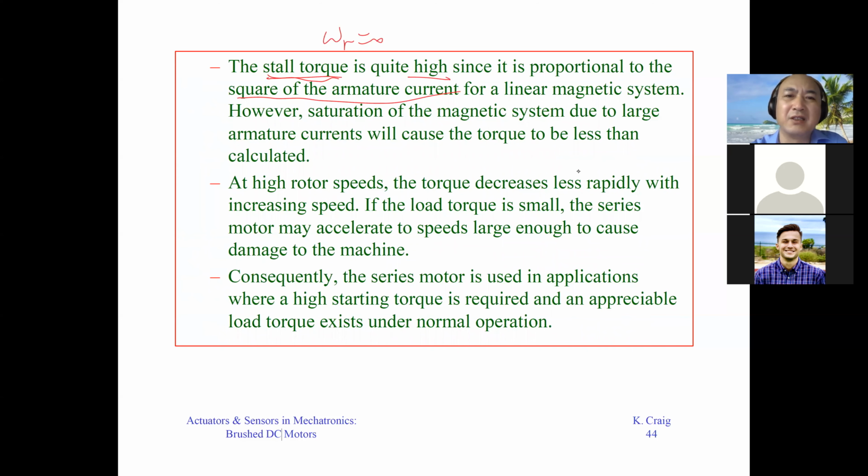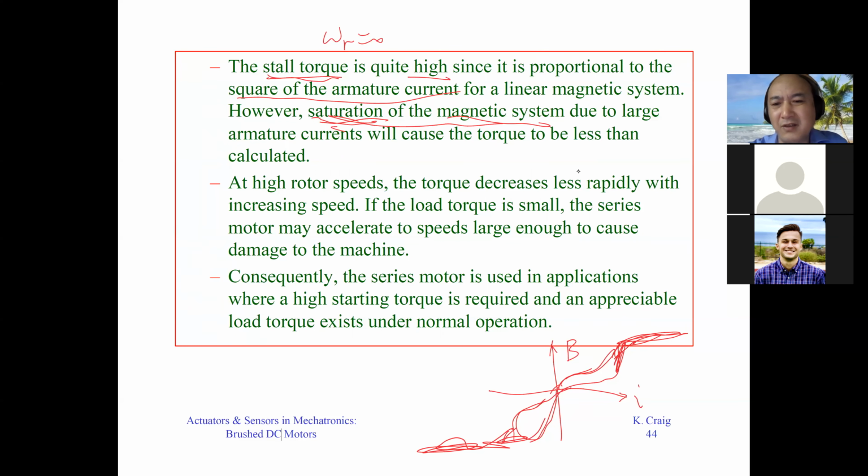Okay, but on the other hand, you cannot put too much because the magnetic system will saturate. Remember the saturation of the current. This is a magnetic flux. So we have something like this. This is a hysteresis type, and then you've got saturated here. Sorry, not very nice, but it's roughly like this. If your rotor speed is already very high, then torque will decrease very rapidly, okay?